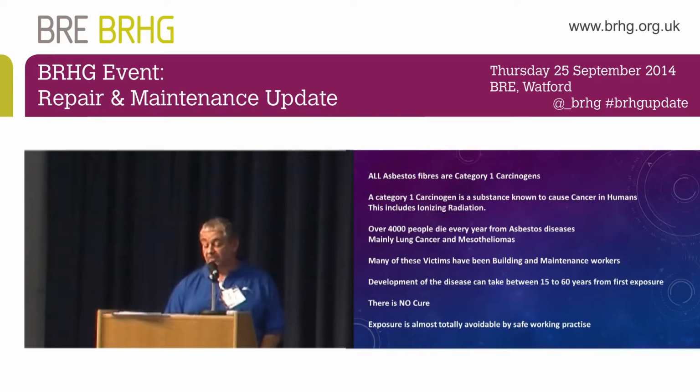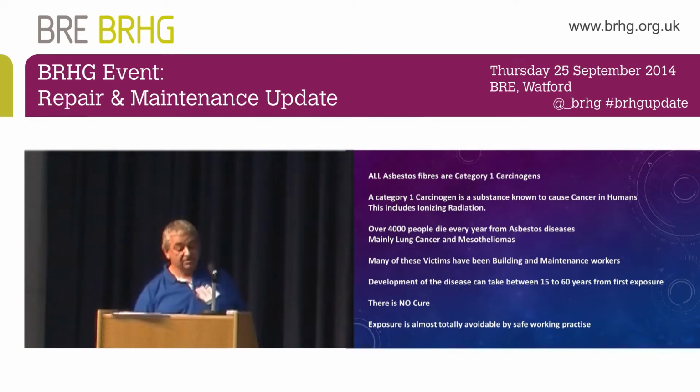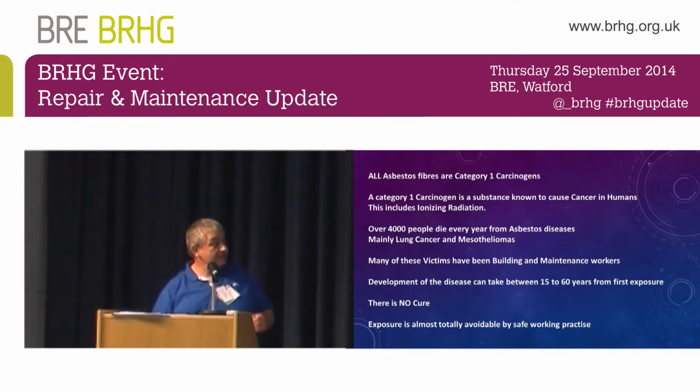So all asbestos fibres are category 1 carcinogens. Category 1 carcinogen. It's known to cause cancer in humans, and that includes ionising radiation. And I was talking earlier on to someone here that had been affected by ionising radiation when he went into a watch repair place and his watch lit up because there was so much ionising radiation in there. It all damages you, but there is a cause and effect, an exposure and effect with asbestos, same as there is with radiation.